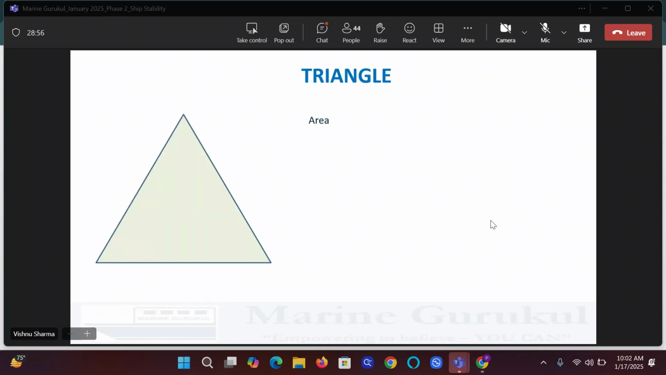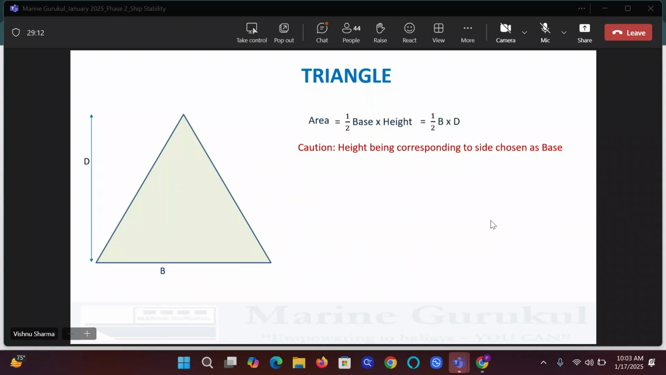Here is a triangle in which area is half base into height. I have taken this as the base here, and the height I have marked as capital D. Corresponding height you can see. So it is half B into D. Caution, height being corresponding to the base chosen. So be careful. You cannot take this side as the base and still use the same height. The height will change, guys.